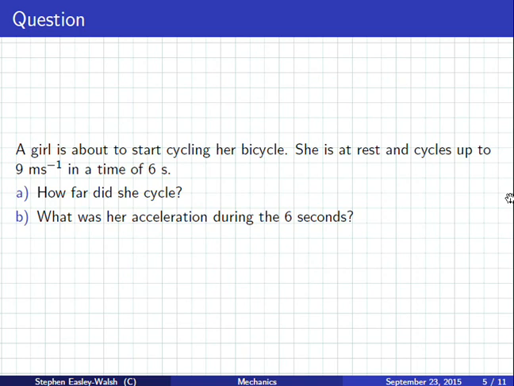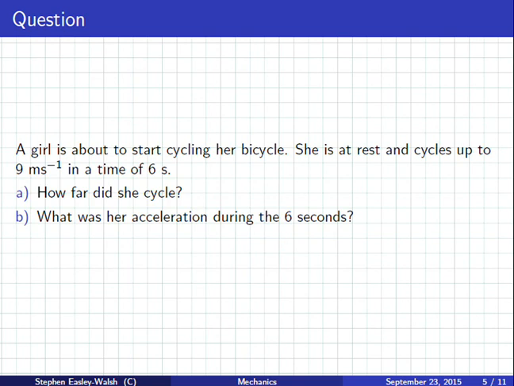Right, so here's our first example. A girl is about to start cycling her bicycle. She is at rest and cycles up to 9 meters per second in a time of 6 seconds. Now I don't need you to write down the story. What I want you to write down is the letters, UVATS. No, don't write the words down. So let's read it and you tell me what the UVATS is.